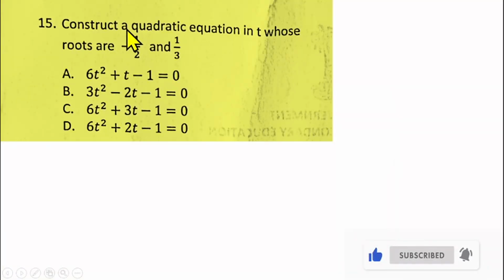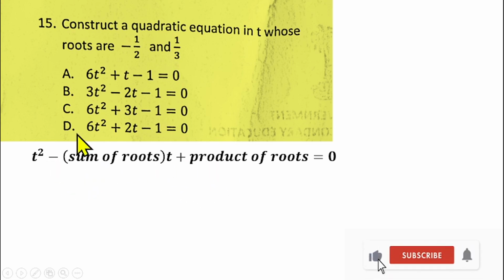We have to find the quadratic equation whose roots are minus half and 1 over 3. So we are given the roots of a quadratic equation and need to find the equation back. There are many ways of doing this, but the cheaper way is by using the template. Here we have t as the variable, so you can use this format to get the equation.